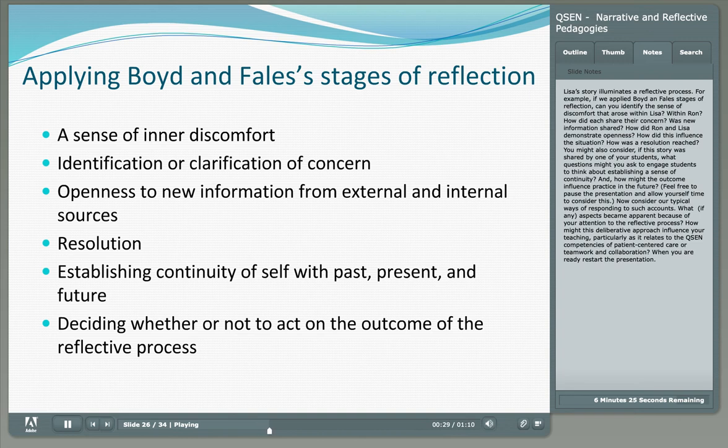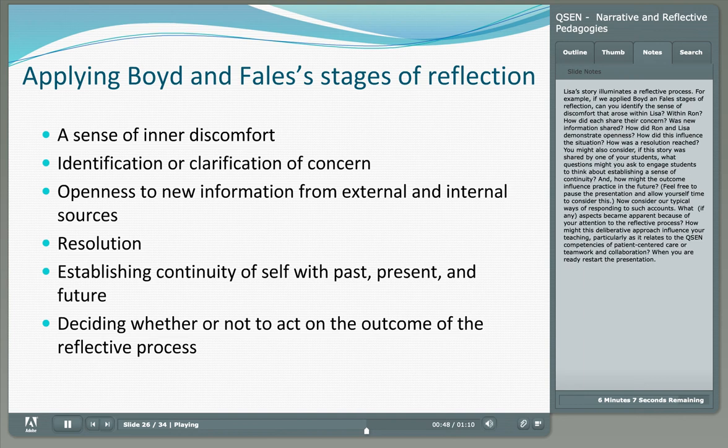How was resolution reached? You might also consider if the story was shared by one of your students, what questions might you ask to engage students to think about establishing a sense of continuity? And how might the outcome influence practice in the future?